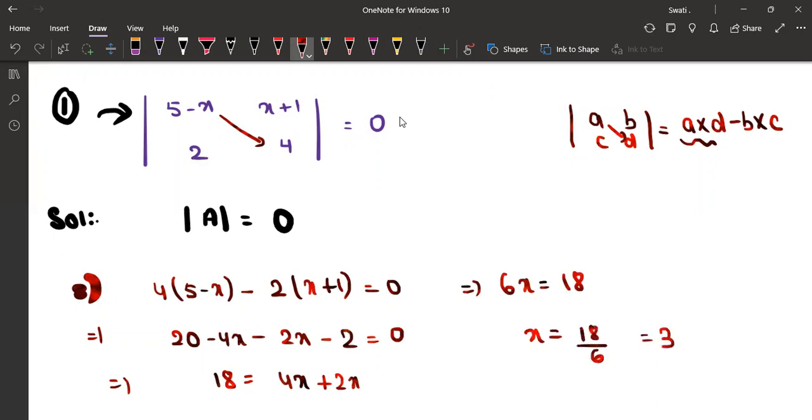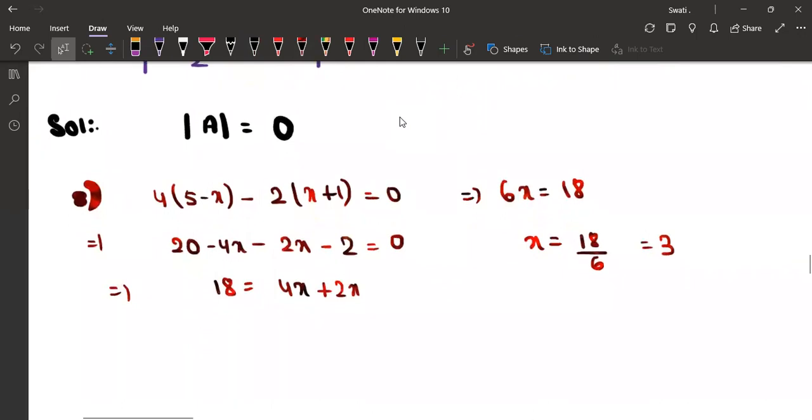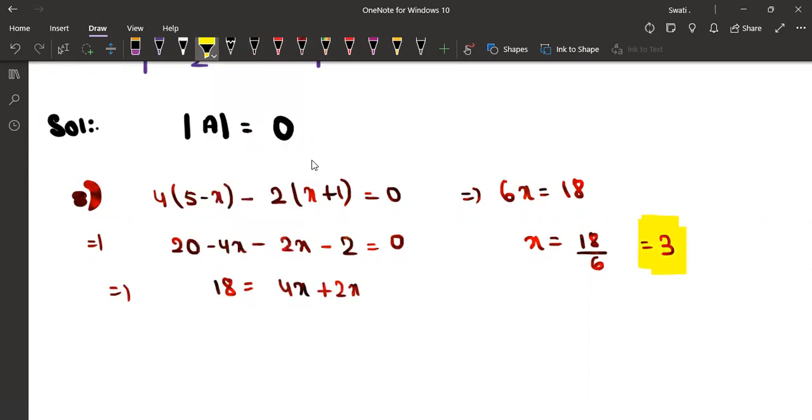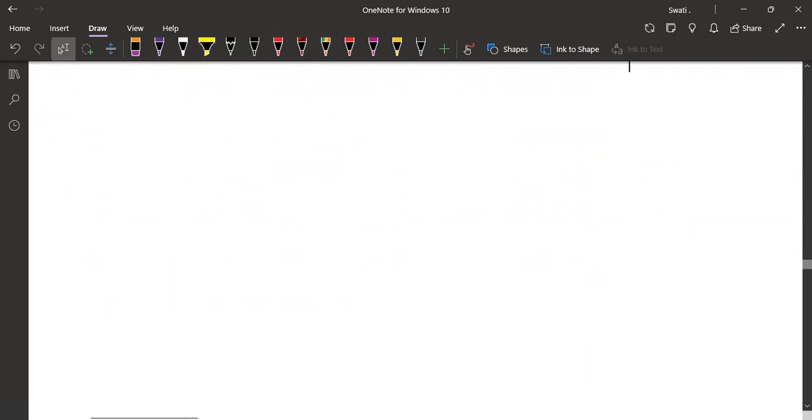So for what value of x is the following matrix singular? For x equals 3, the matrix is singular. So this is our answer, that x is equal to 3. Now we can go to the next question. As it is a very short answer question, a one mark question, it is going to be very short. So let's quickly go to the next question.